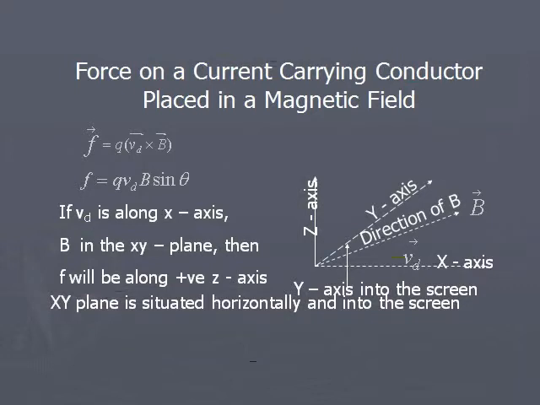Now the force will be along the z-axis. If the drift velocity is along the x-axis and the magnetic field induction is at angle theta in the xy plane, then the force will be along the z-axis. So this is how we have to imagine the different vectors are situated. The vector formula for force is given by Q into Vd bar cross B bar.